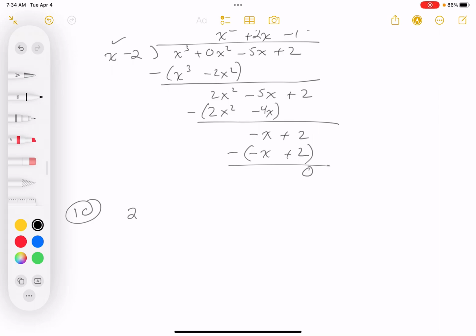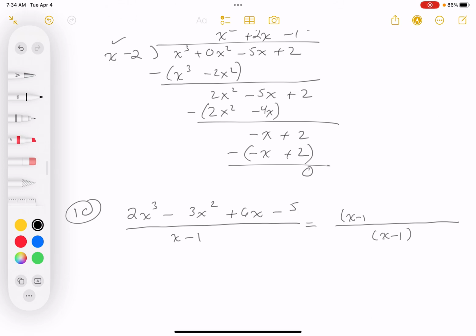Okay, we're given 2x cubed minus 3x squared plus 6x minus 5 over x minus 1. All right, what I'm going to claim over here again is what I did last time: I claimed it's a good chance that if there's a factor of x minus 1 in the bottom, there'd be a factor of x minus 1 on top.